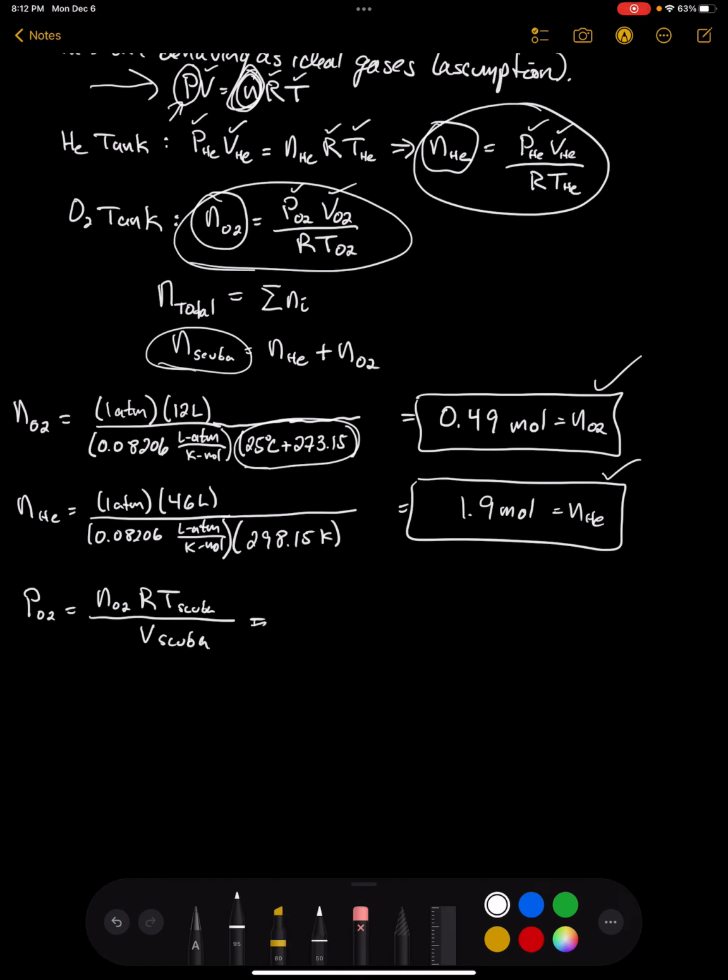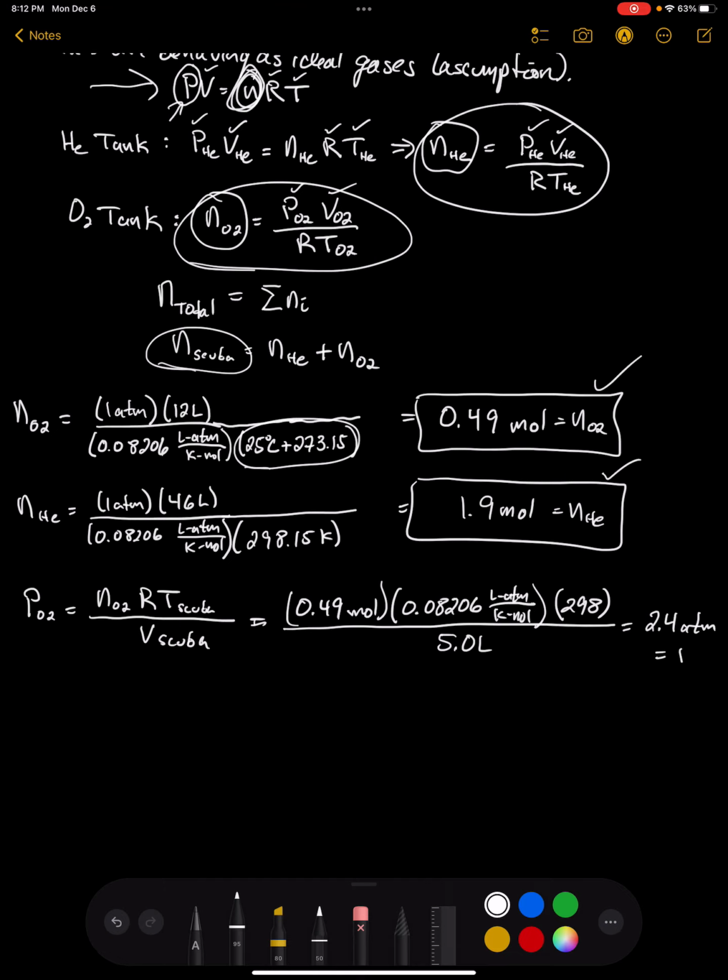And so plugging all these numbers in, we get 0.49 moles times the gas constant 0.08206. You'll have that one memorized by the end of this chapter. Times the temperature, 298 Kelvin. And this is all divided by the volume of the scuba tank, which is 5 liters. So the partial pressure of the oxygen in the scuba tank is 2.4 atmospheres. So that's the answer to the first part of the question for oxygen. Now we have to do the same for helium.